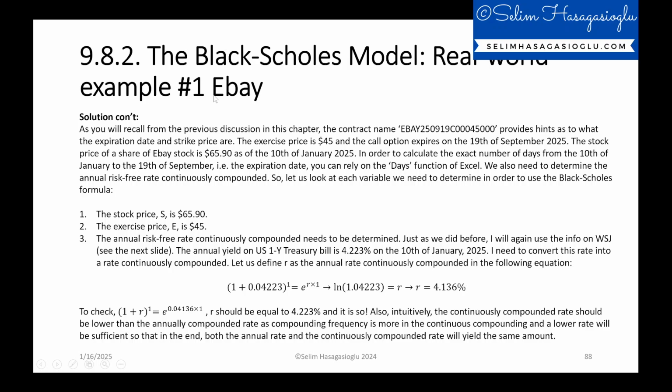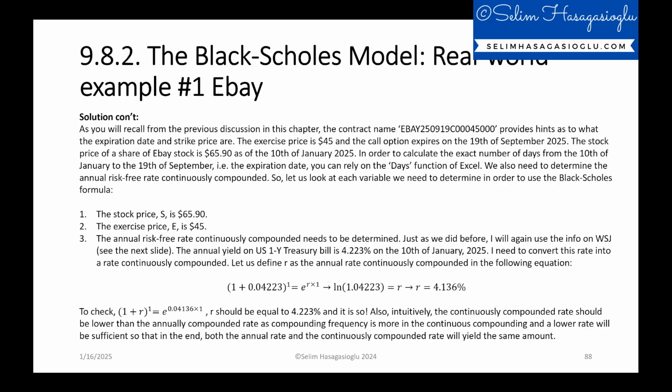As you will recall from the previous discussion in this chapter, the contract name, this eBay 250919C00045000, provides hints as to what the expiration date and strike price are. The exercise price is 45 here and the call option expires on the 19th of September 2025. So these are the first 6 digits within the contract name after eBay, the ticker symbol.